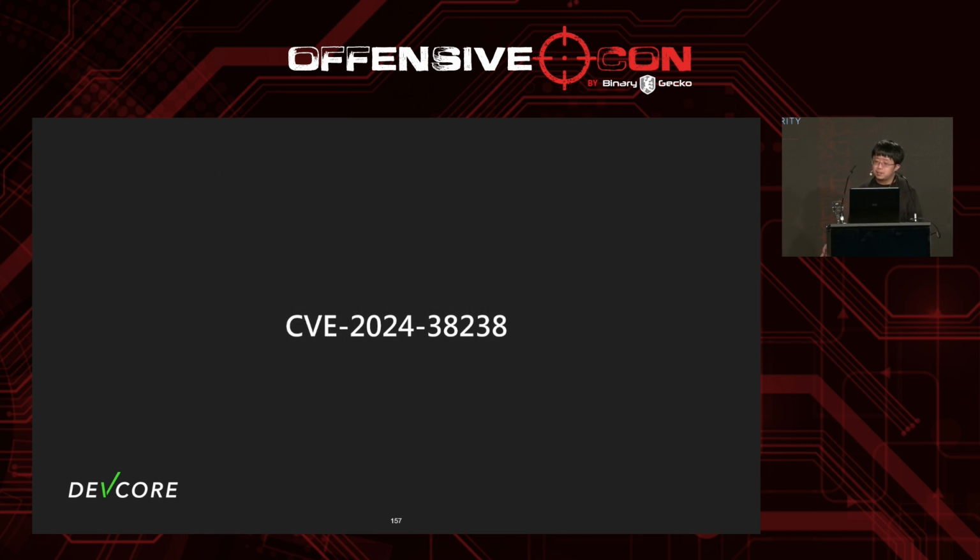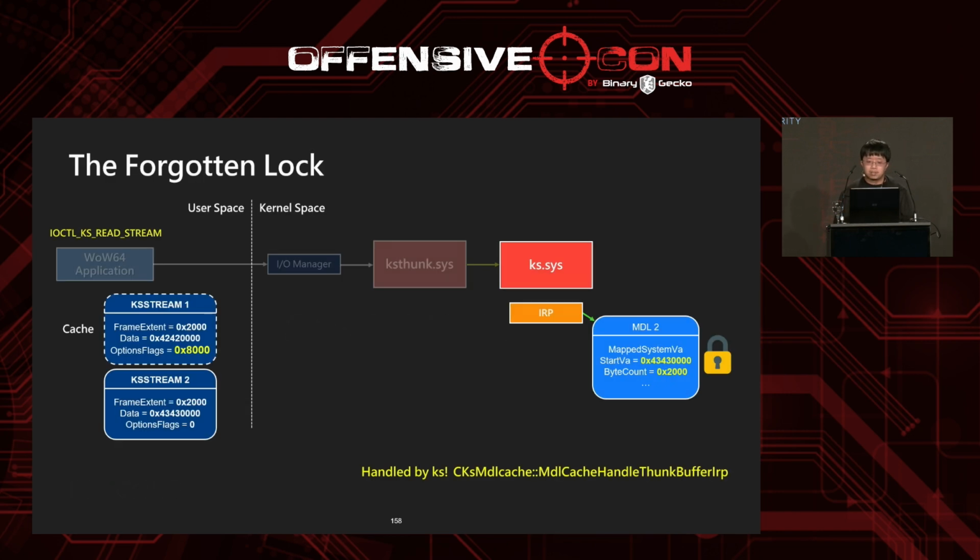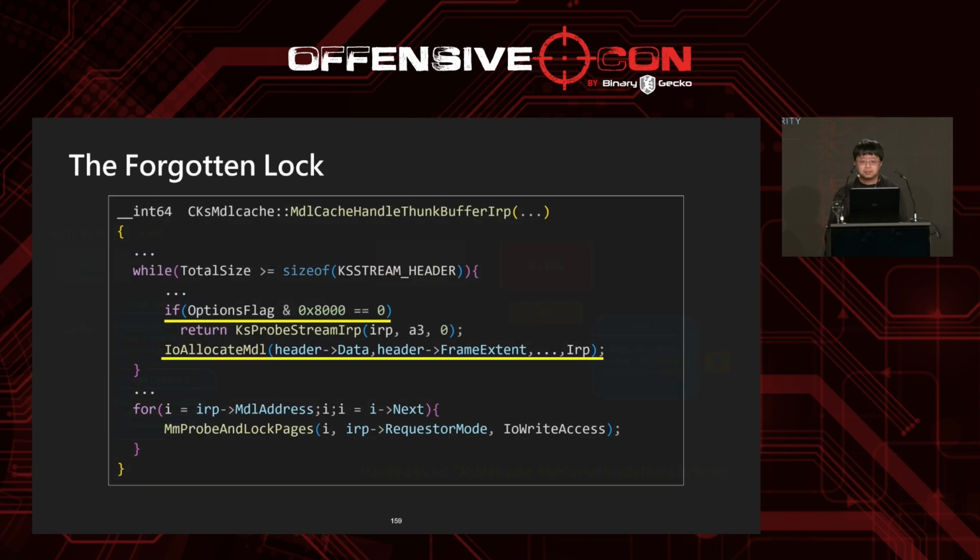Next, I will examine CVE-2024-38238, which clearly demonstrates this issue. We once again create two KSSTREAM_HEADERs, and this time both frames are of the same size. The first frame has a cache flag, while the second one does not. As mentioned earlier, ksthunk will allocate and lock the MDL for the frame that does not have the cache flag. Once that's done, the IRP is passed down to ks.